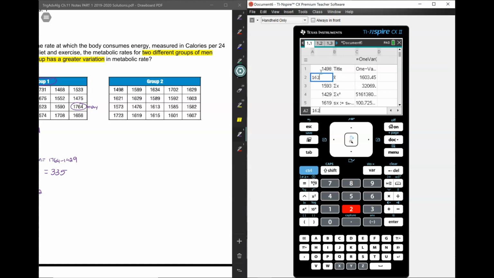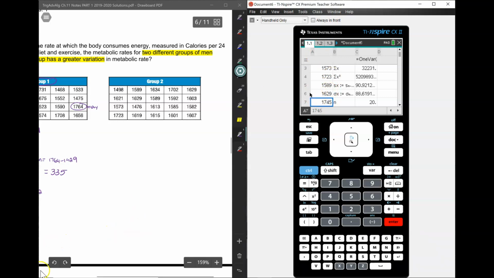There are other ways to do this as well, which we're going to look at later on in the year. But for now, this is what we're going to do. So let's just type that in. And actually, I'm going to pause the video for a minute, put all these numbers in, and then we will get back.